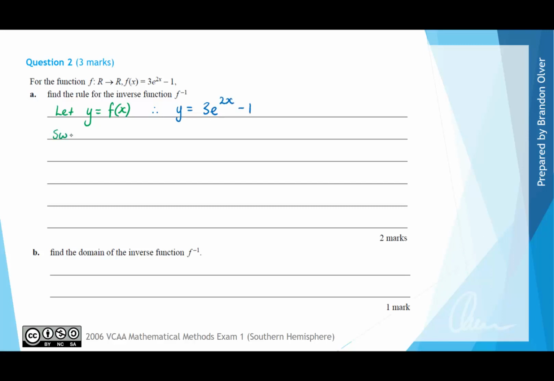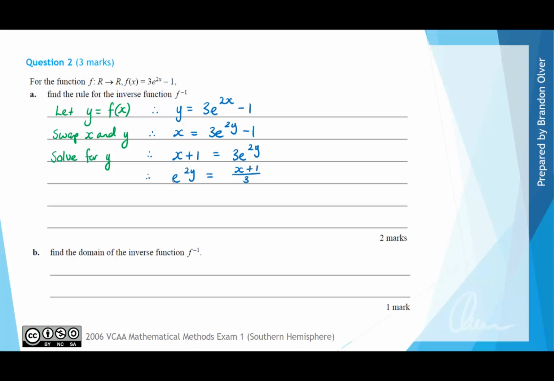Next we swap x and y to find the inverse, which will give x is equal to 3 times e to the power of 2y subtract 1. And next we want to solve for y. So to do that we're going to add 1 to both sides, so we'll have x plus 1 is equal to 3e to the power of 2y, and then we're going to divide both sides by 3, so we find that e to the power of 2y is equal to x plus 1 all divided by 3.